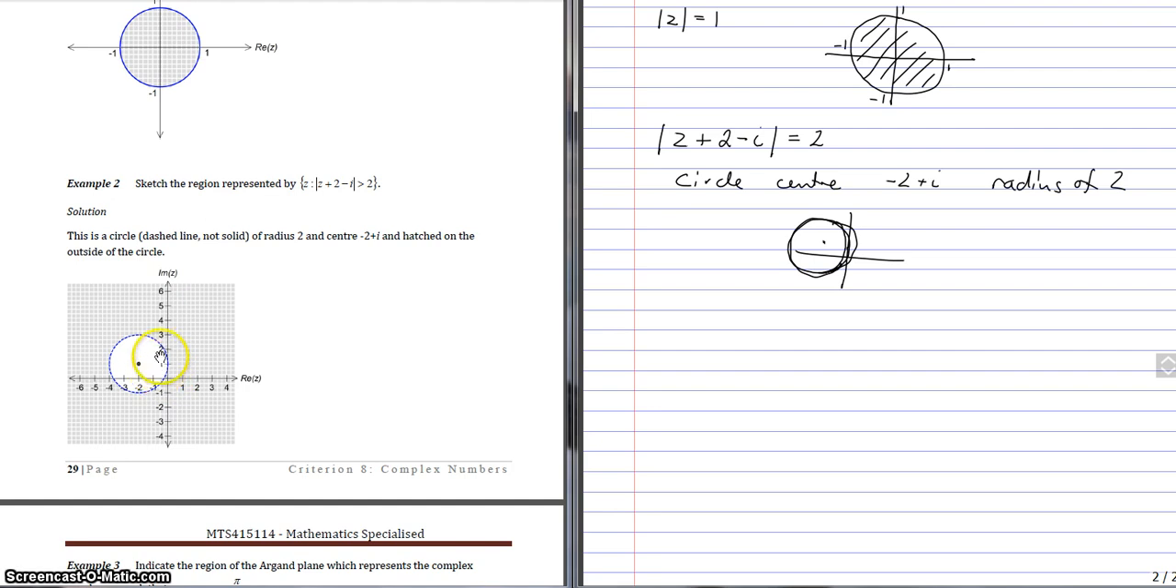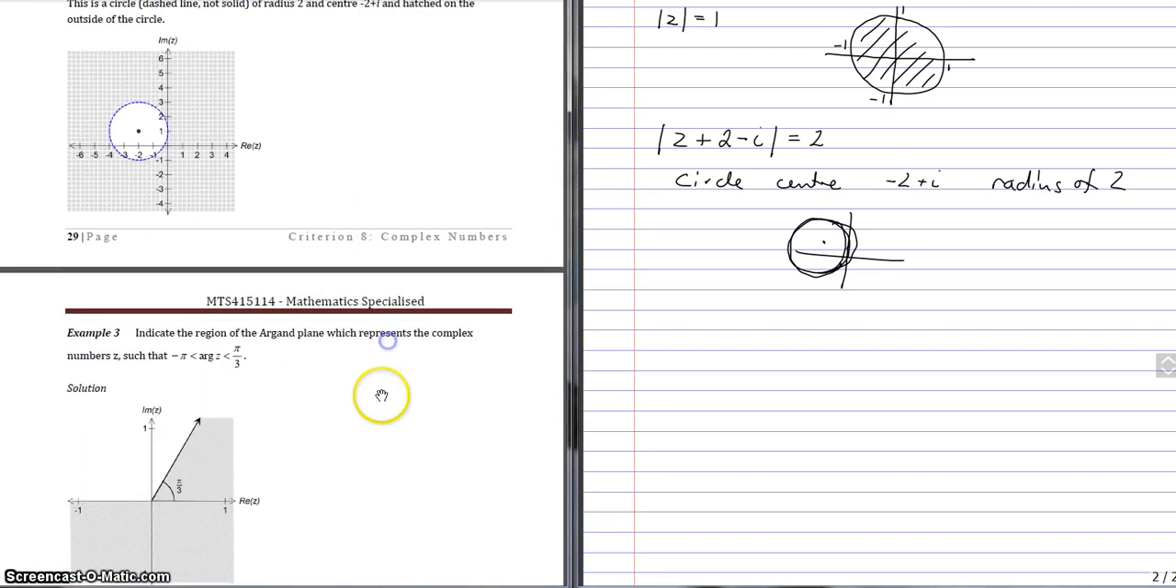Now notice that it's greater than 2, so the circle itself is not part of the solution. We show that using a dashed line rather than a solid line. And because it's greater than 2, it's going to be shaded, hatched, coloured in, whatever you like, outside of the circle.